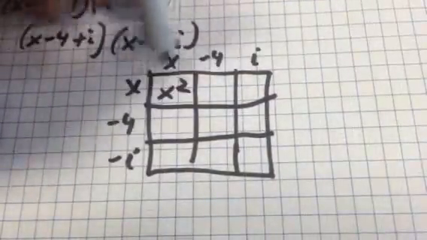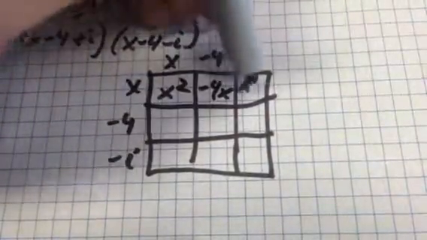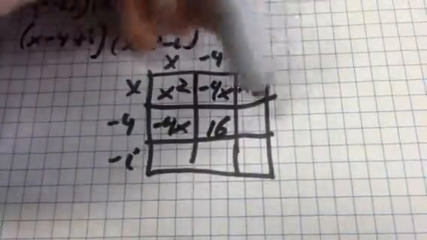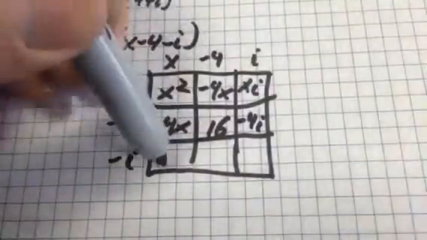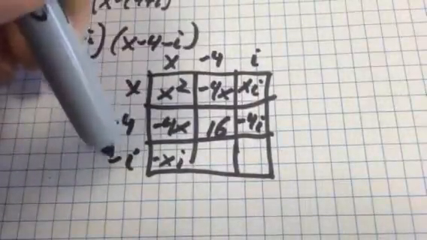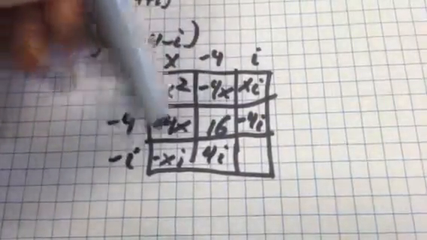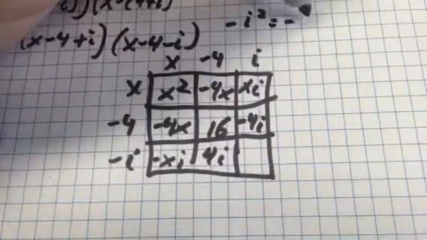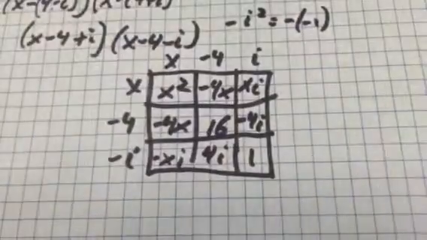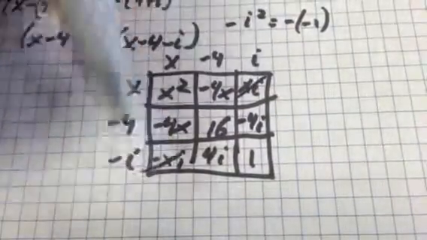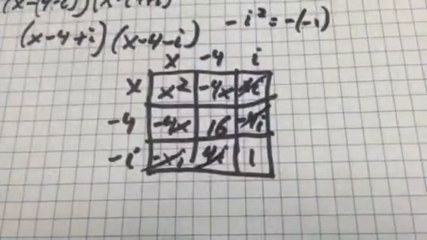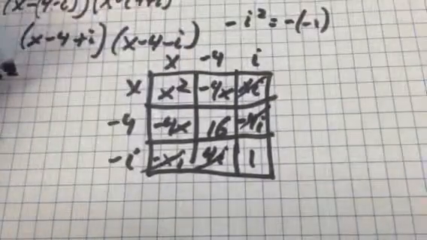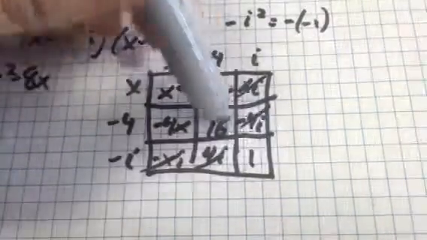So x times x is x squared, x times i is xi. x times negative 4, negative 4x. Negative 4 times negative 4 is 16. Negative 4 times i is negative 4i. x times negative i is negative xi. Negative 4 times negative i is 4i. And then negative i times i, it's negative i squared, which is negative negative 1, which is positive 1. So what I notice is these two combine to a 0. These two combine to a 0. So I end up with x squared minus 8x plus 17.